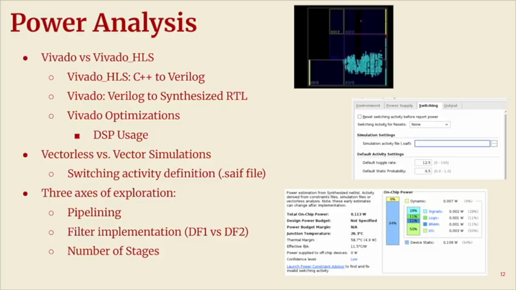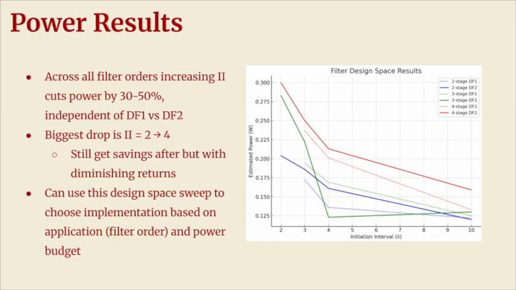And so there were 3 different axes of exploration that we looked at. One was pipelining, then filter implementation. So as was mentioned earlier, direct form 1 versus direct form 2. And then the number of stages. So these are the 3 axes that we looked at. And then on the right-hand side, you can see what the Vivado GUI looked like as we were completing these different power analyses. So let's look at the results now.